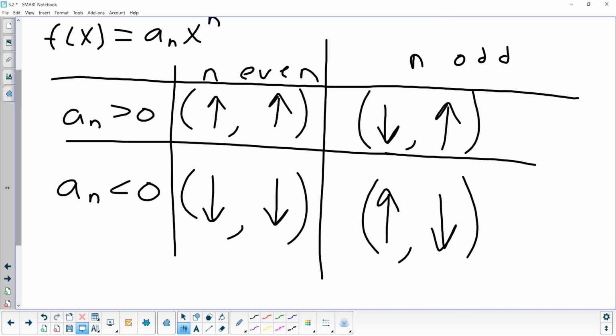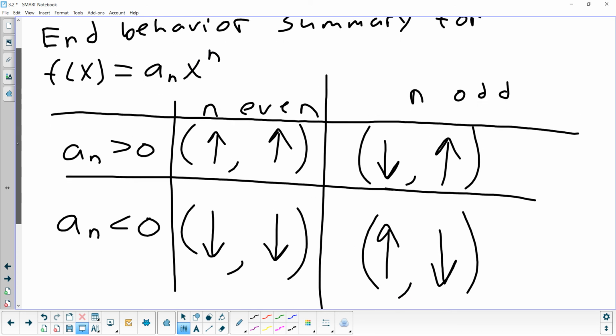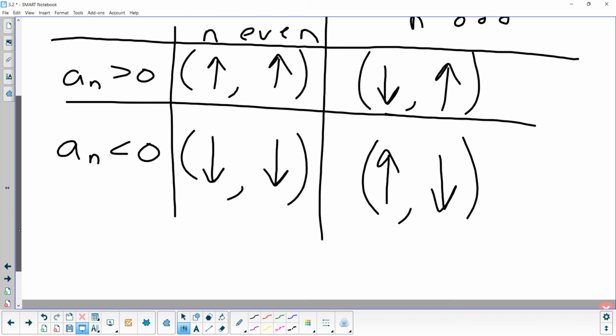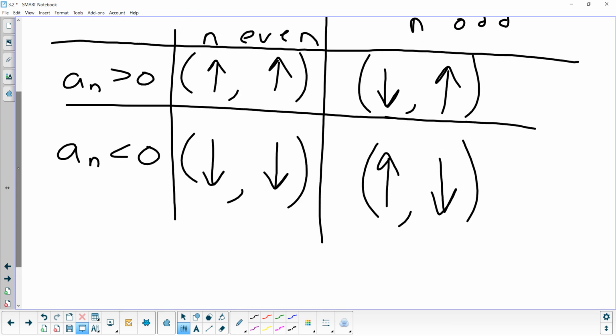Okay, so any questions on that chart? So that shows us our four different cases that we can have. I don't think there's anything else there.